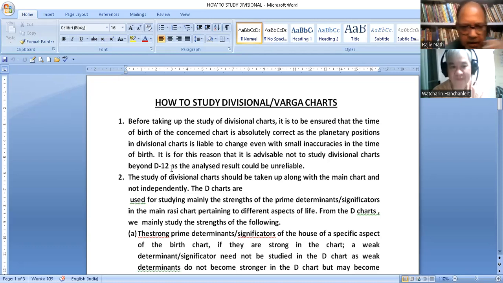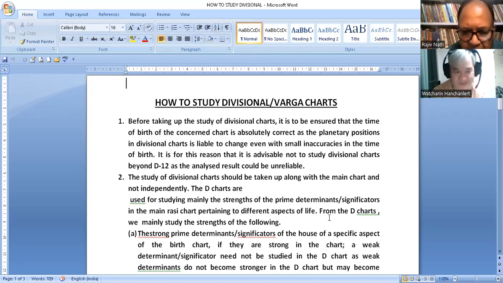Okay. So it is for this reason that it is advisable not to study divisional charts beyond D12, as the analyzed result could be unreliable. Now, the study of divisional charts should be taken up along with the main chart and not independently. The D charts are used for studying mainly the strengths of the prime determinants, oblique significators in the main Rashi chart pertaining to different aspects of life.